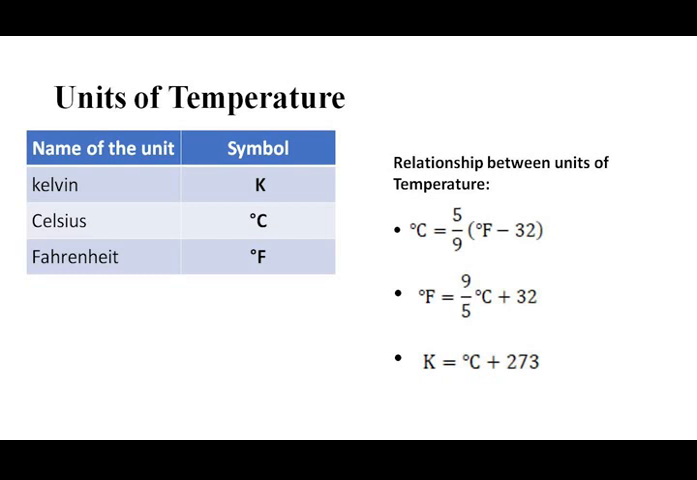Now, the relationship between these units: degree Celsius is equal to 5/9 into degree Fahrenheit minus 32. You just put in the value, minus 32, and then you do it. Second one is for converting degree Celsius to degree Fahrenheit. And the last one is for converting Kelvin to degree Celsius. For converting from degree Celsius to Kelvin, what you do is you just take 273 to the other side, and it will be degree Celsius is equal to K minus 273.